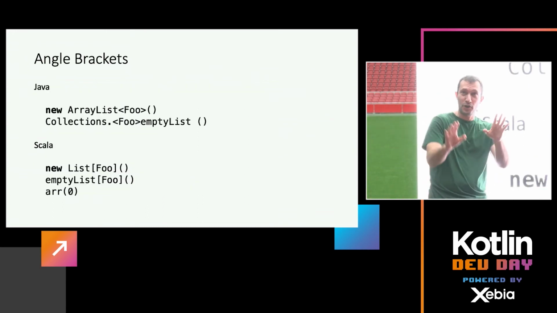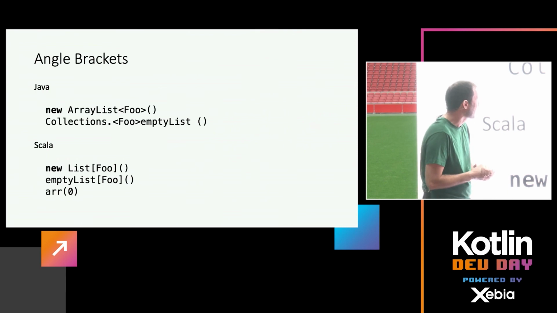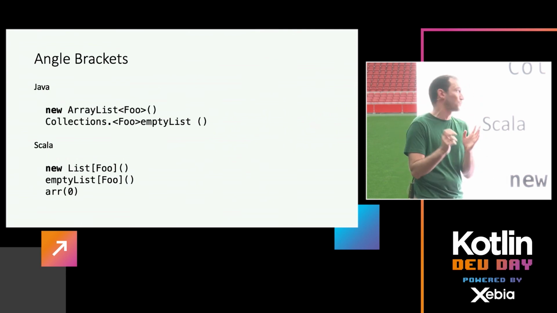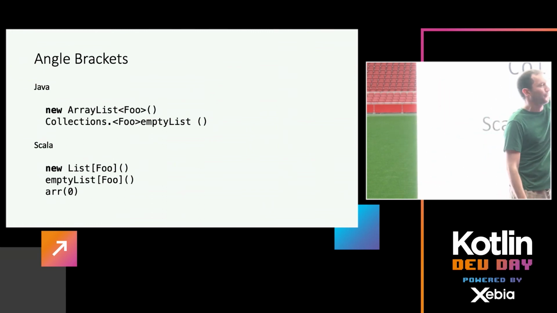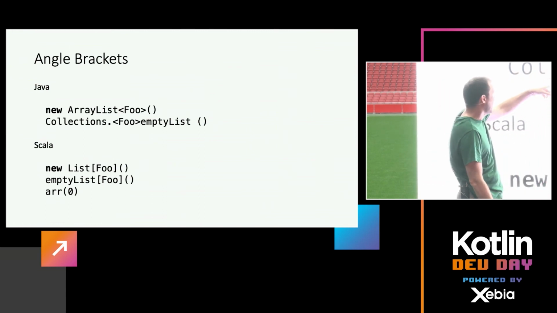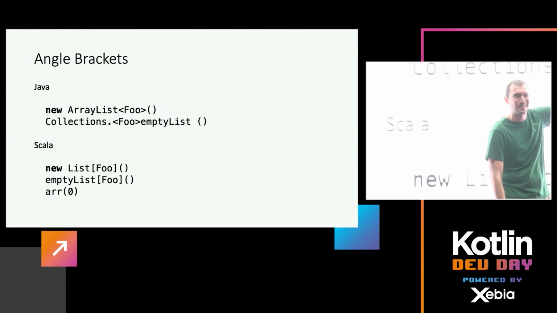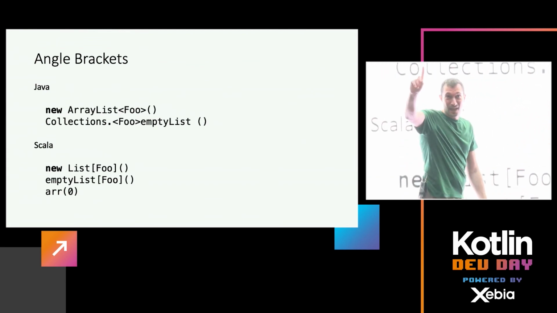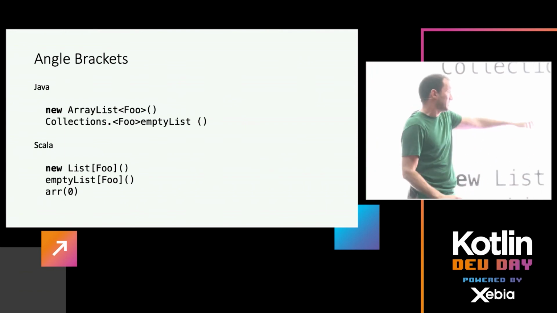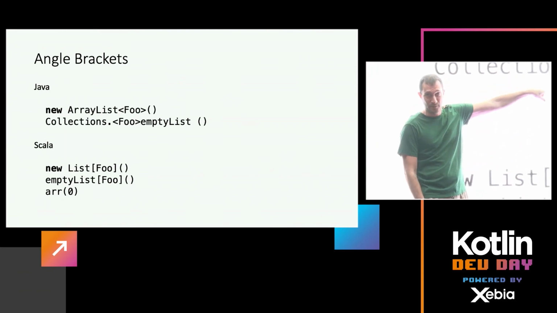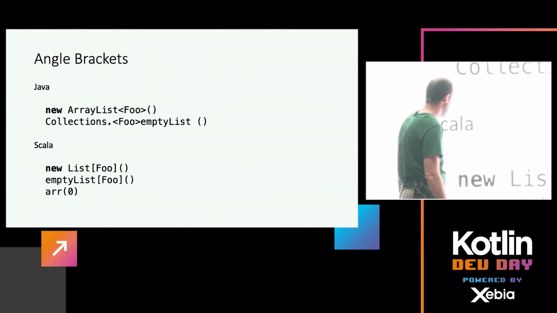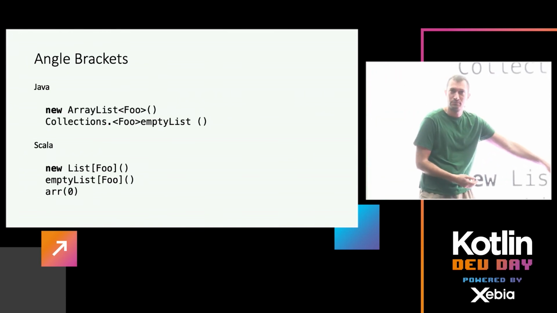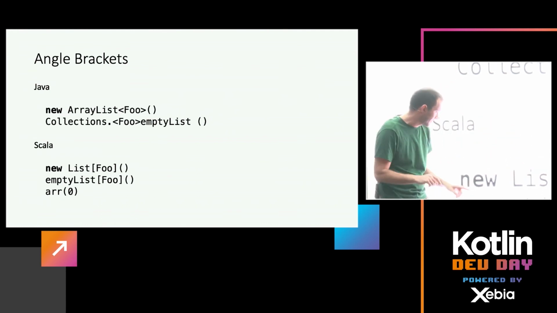But first, let's have a look at this. Java has generics, and the syntax is a little weird. You say ArrayList<Foo>, which is fine, but then you say Collections.<Foo>emptyList(). Why would you do that? I would like to point out that very smart people came up with this syntax. They had a reason. And then in Scala, you say List[Foo], no angle brackets, square brackets.